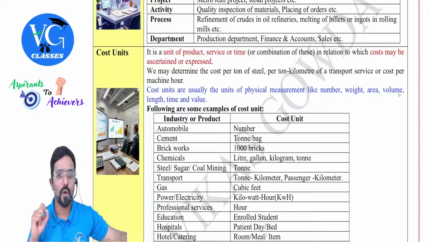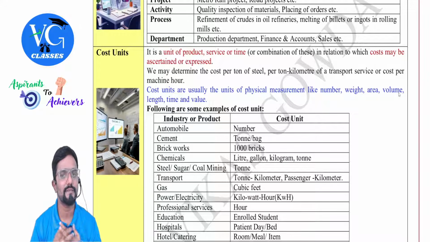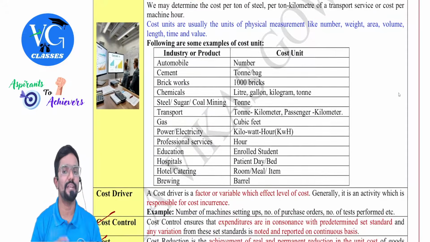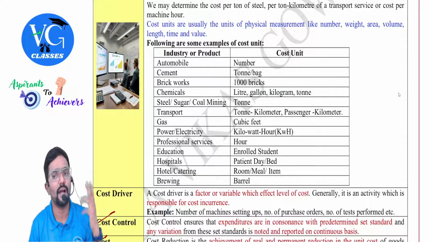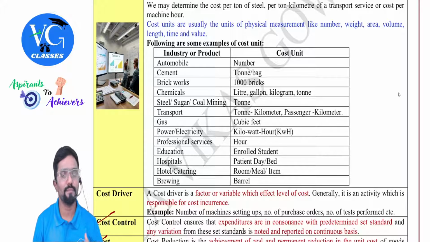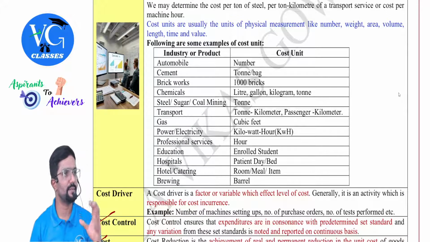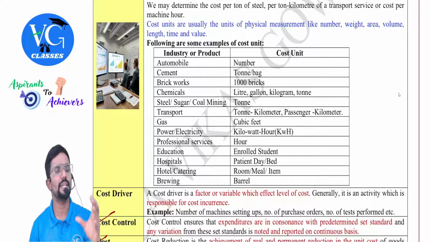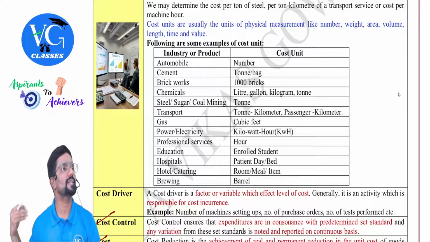In relation to which cost may be ascertained or expressed, we may determine the cost per ton of steel, per ton kilometer of transport service, or cost per machine hour. Cost units are usually units of physical measurement, like number, weight, area, volume, length, time, value, etc. Some of the examples I have given, guys, are as per the industry standards. Even in exams, they are asking this. For example, they will give some products or industry and ask you which is the appropriate cost unit for it.